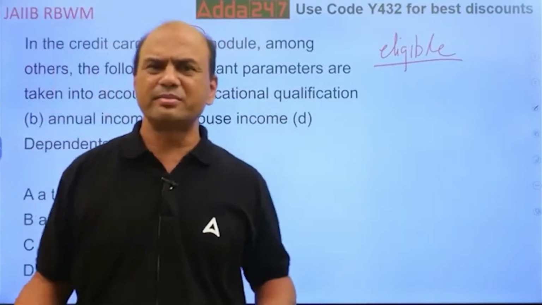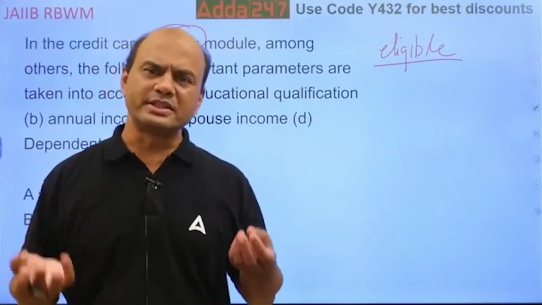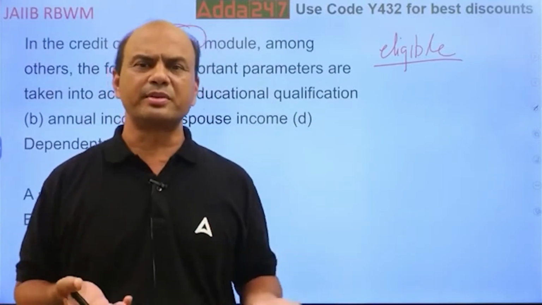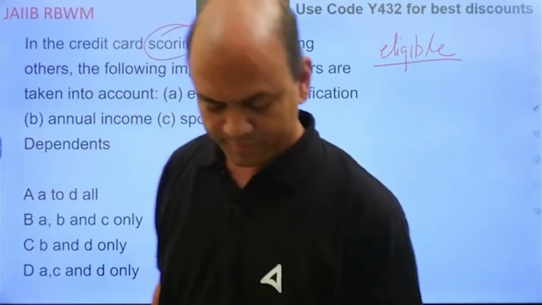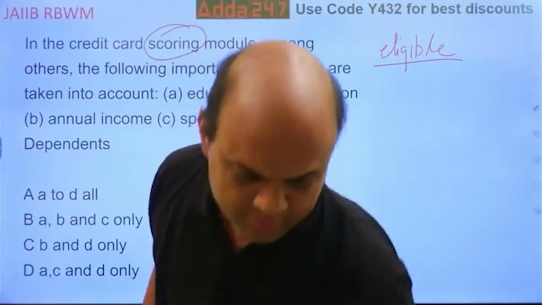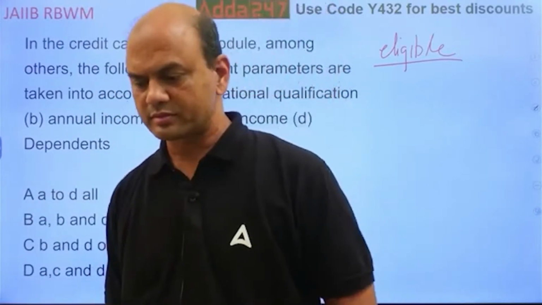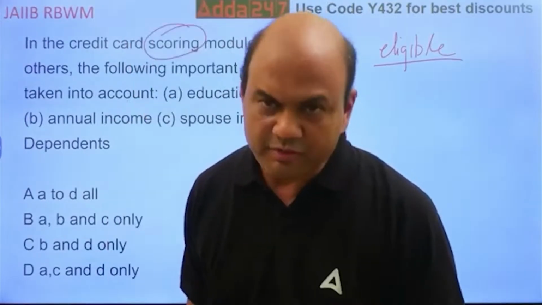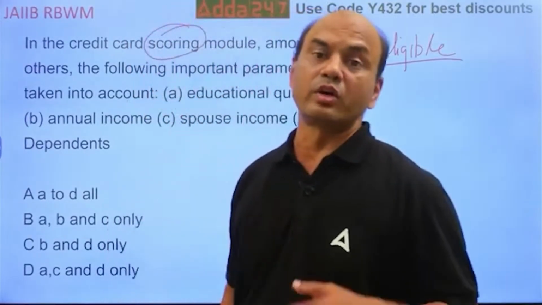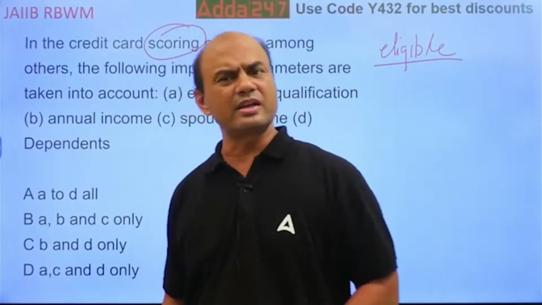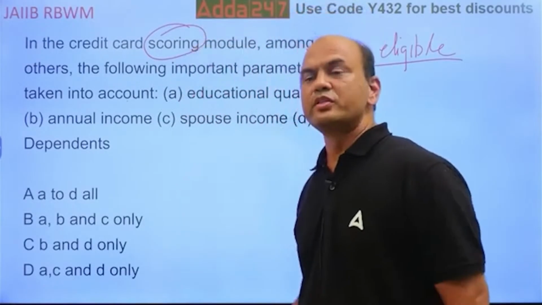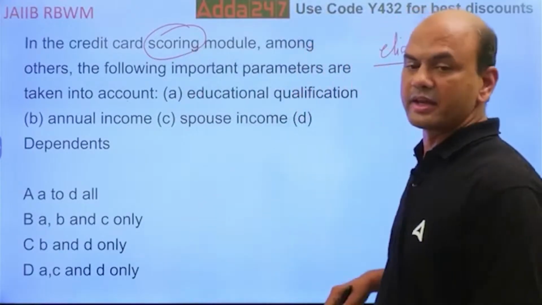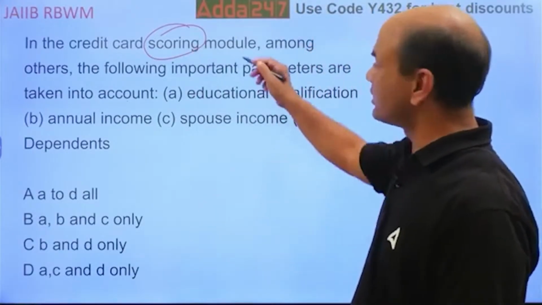That depends on the basic education, whether this person is educated, what is the level of that person. If the basic details of the customer are not correct, will you give him the credit card? No, definitely not. So that is the point. This is known as the eligibility criteria, and the second criteria is the scoring module.